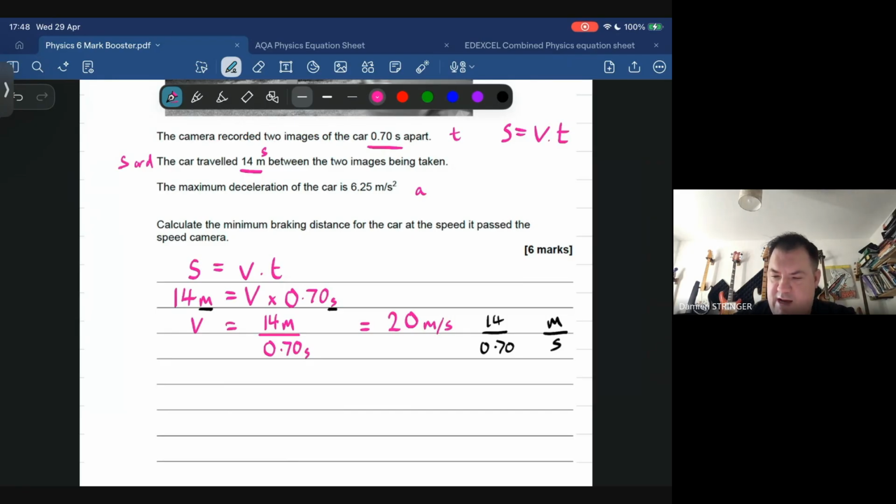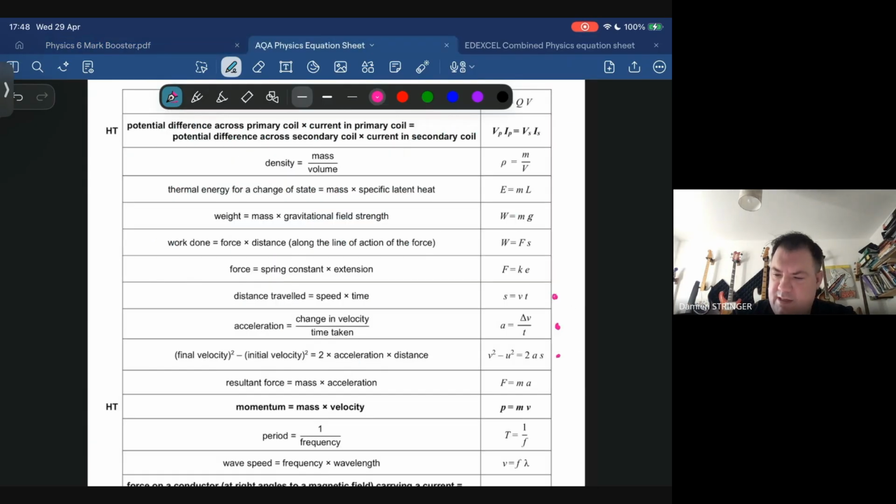So now we have a velocity, don't we? We've got a velocity of 20 meters per second. We have an acceleration of 6.25 meters per second squared, which means every second that it was decelerating by 6.25 meters per second. We do have a time as well. I don't know if that's going to be important, but I'm going to rewrite it. We might need it if we calculate a force maybe later.